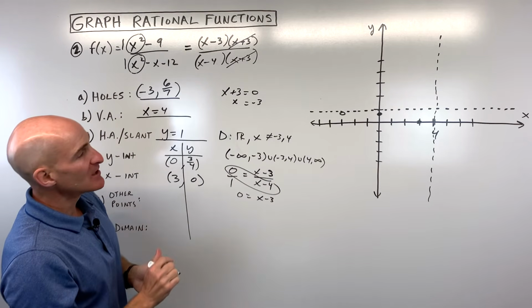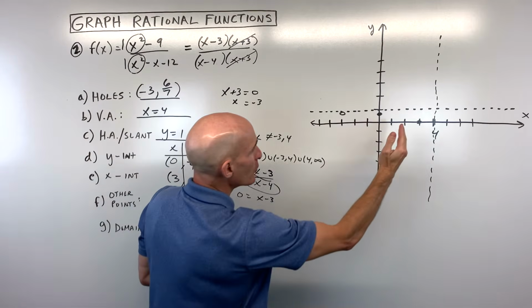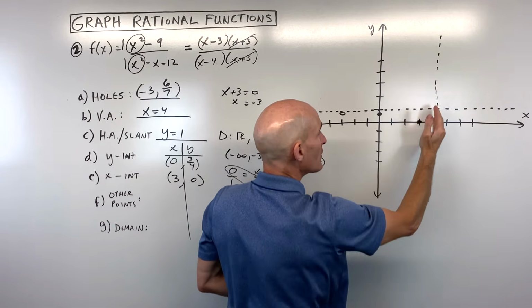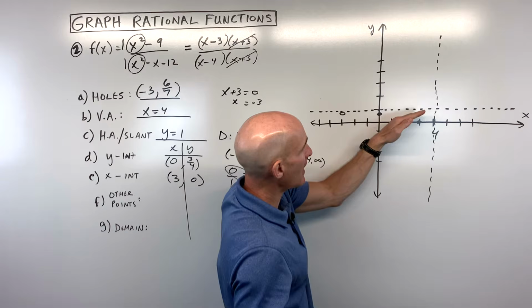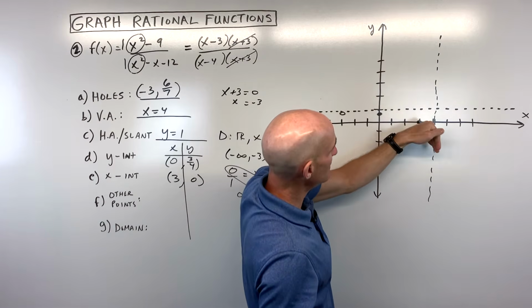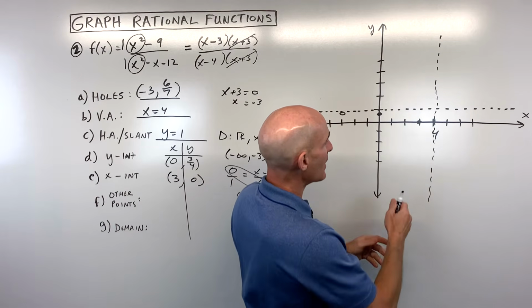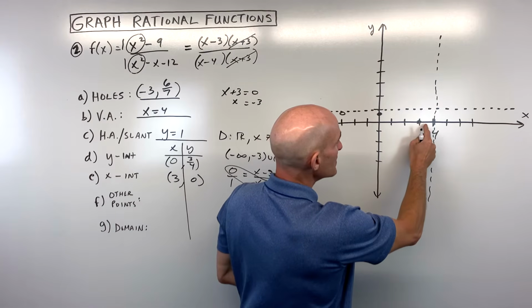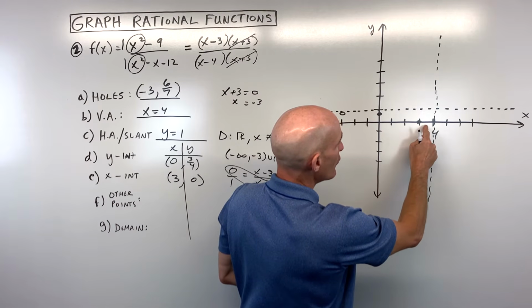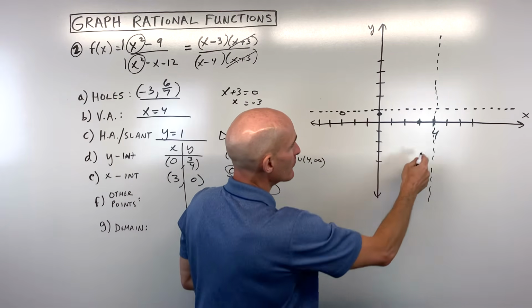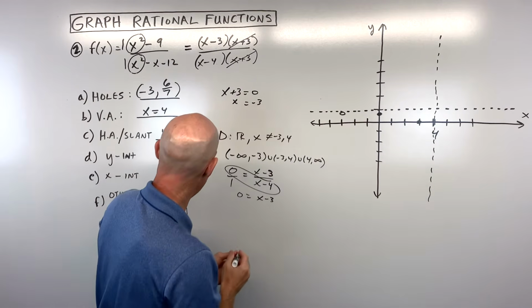Now we need to plot some additional points, but remember, we can't go through this vertical asymptote. It's like a brick wall. The graph either has to go up towards positive infinity or down towards negative infinity, right? How do we know what's happening? Let's pick some points on either side. Let's pick 3.5 and like 4.5, or maybe even 5. So let's do 3.5 first.